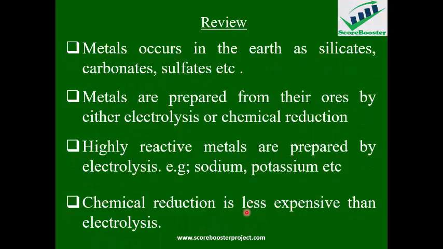So before we go, let us check some review of what we have done. Metals occur in the earth as silicate. This S is a typographical error, pardon me for that. Metals occur in the form of sulfate, silicate, and carbonate. Metals are prepared by either electrolysis or chemical reduction. Those are the two major methods, apart from the normal extraction and washing for unreactive metals. Highly reactive metals are prepared by electrolysis, like sodium, like potassium. The chemical reduction is less expensive than electrolysis. So if you can separate an element by those two methods, it is preferable that you choose chemical reduction because it's less expensive than electrolysis.